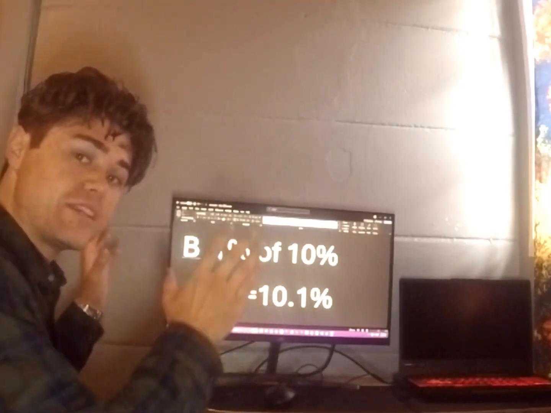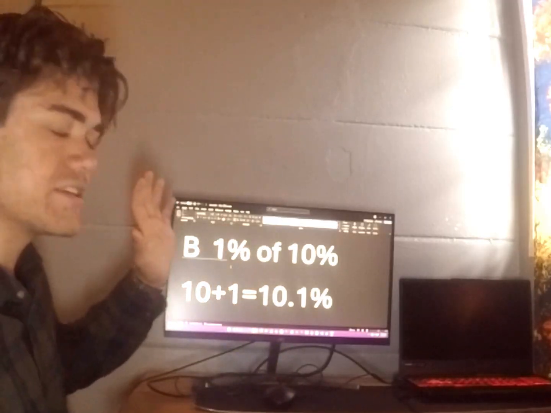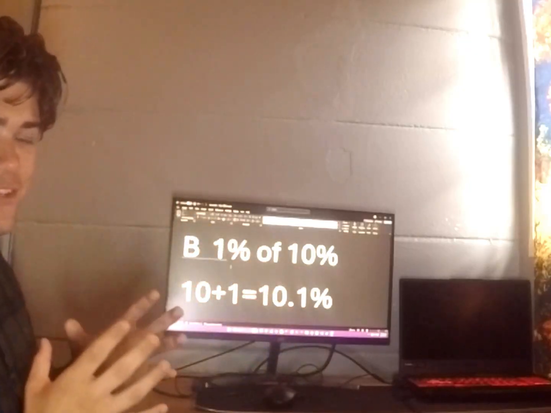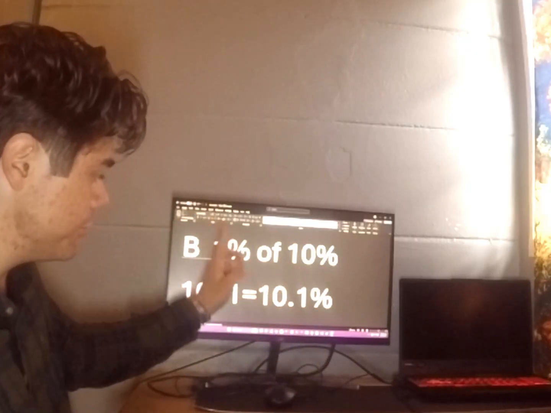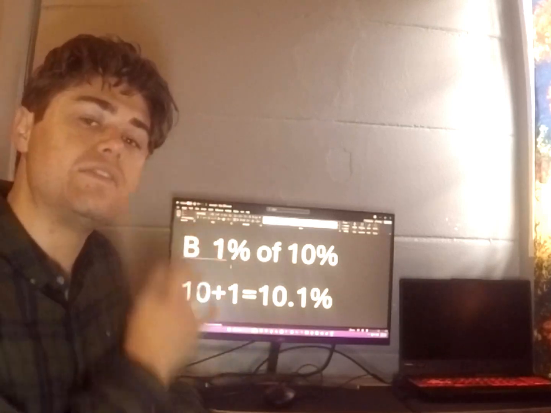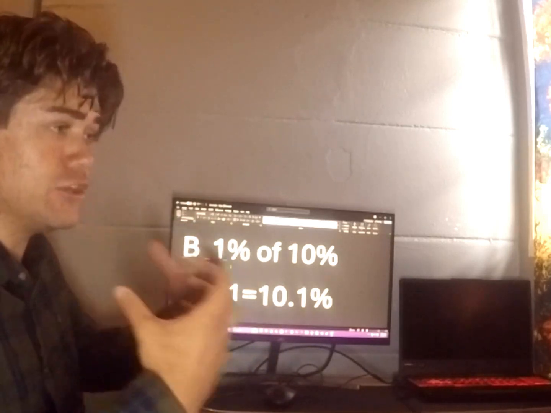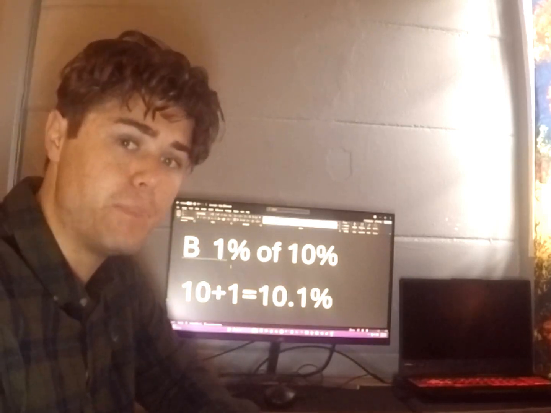Now let's go back to example B and assume example B is true and I meant to say the new interest rate would be 10.1%. In this example, I would say that the interest rate increased by 10 basis points.